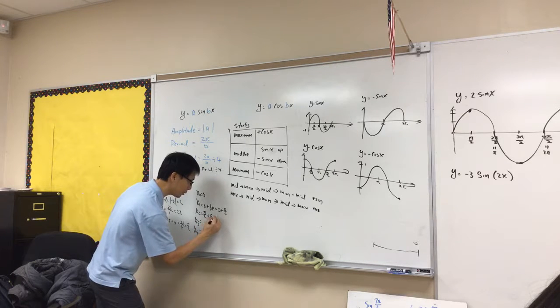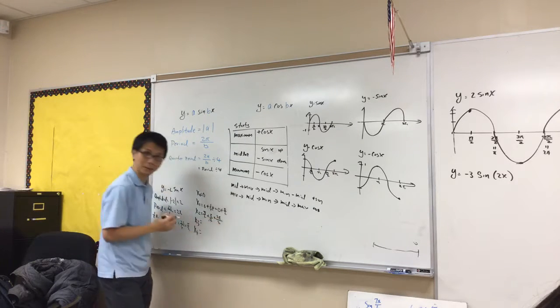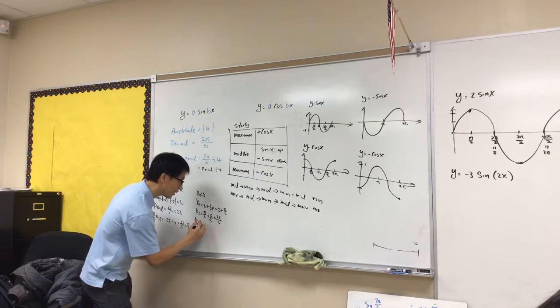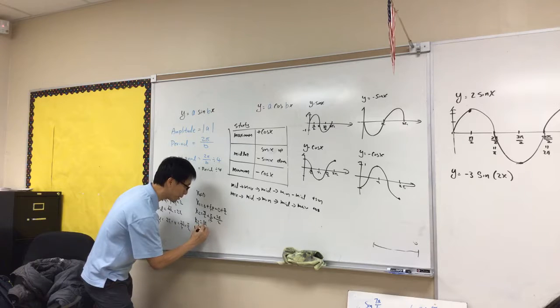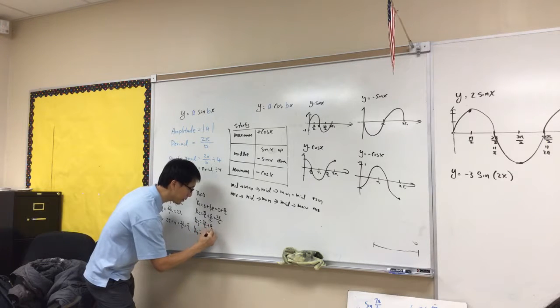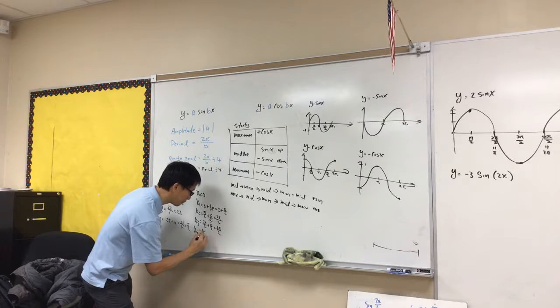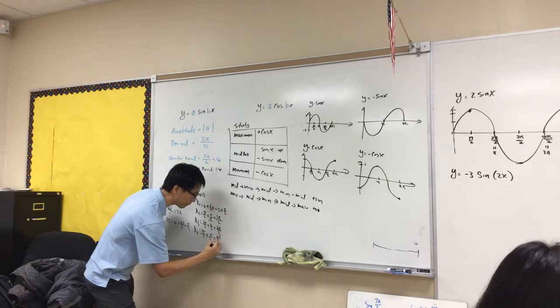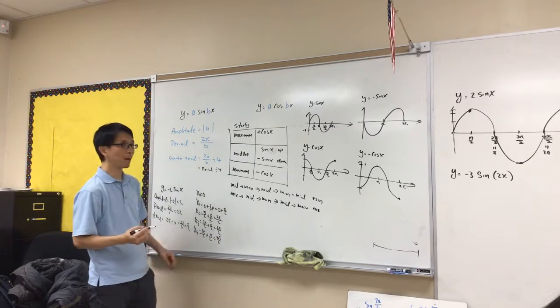Now you can also simplify the pi, and you get 2 pi over 2. Adding pi over 2, it's going to be 3 pi over 2. And adding pi over 2 again is going to be 4 pi over 2, right? So pretty much that's going to be our graph.